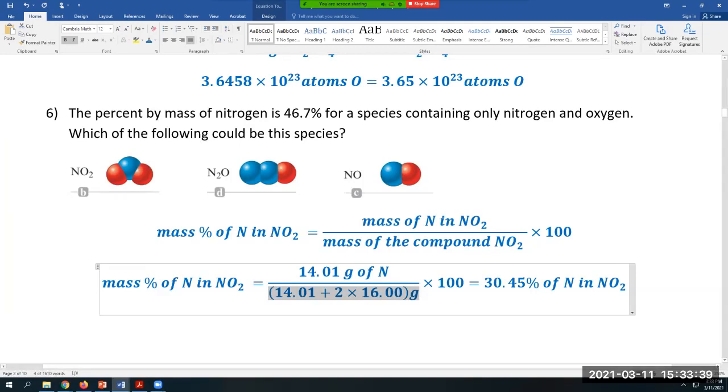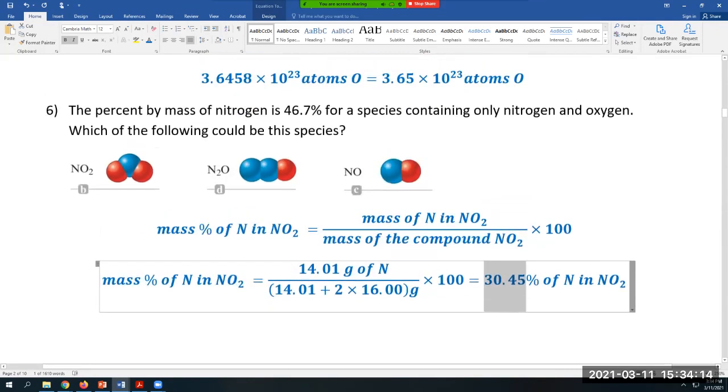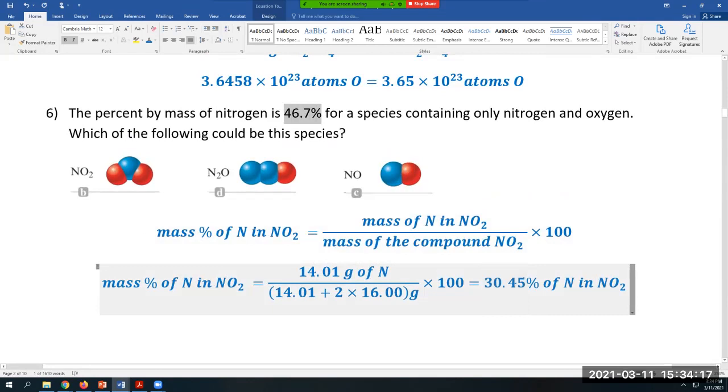The calculator answer is 30.4499. And here, both molar masses have only 4 sig figs, so we want to keep 4 sig figs. Notice how the 100 is an exact number. It's never going to limit your number of sig figs when you're multiplying by 100 for a percentage. So 4 sig figs means it's rounding to 30.45% of nitrogen in NO2, and that's a percent by mass. So we can see that this doesn't fit the value here for that species.